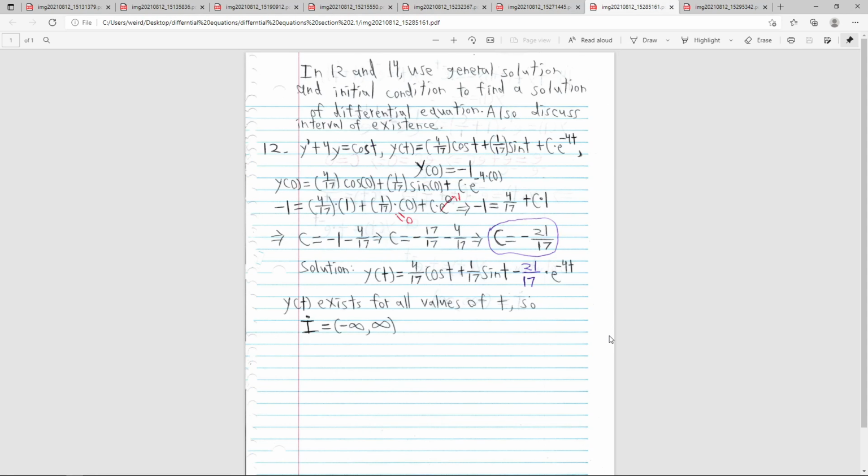And finally, for these last two examples, we used the general solution and initial condition to find a solution of the differential equation, and we discussed interval of existence briefly. So this is initial value problems basically, and you'll see these quite often. The number one thing you can get out of this is how to do an initial value problem.